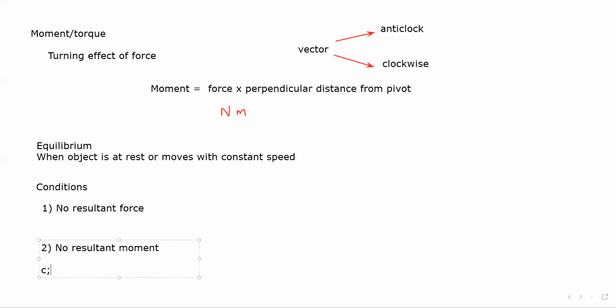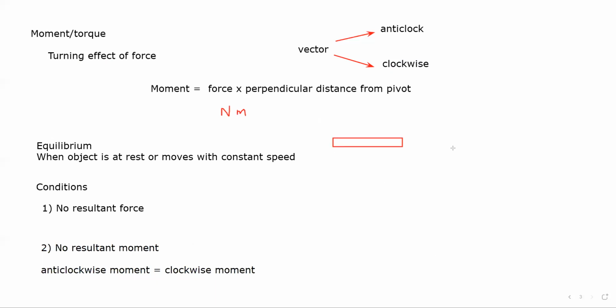Or we can say the anticlockwise moment is equal to the clockwise moment. These are the two conditions for an object to be in equilibrium. So when it is at rest or moves with a constant speed, we call the object in equilibrium. And we will check that when it is in equilibrium, it should fulfill two conditions. Number one, there should be no resultant force. Number two, there should be no resultant moment or turning effect.